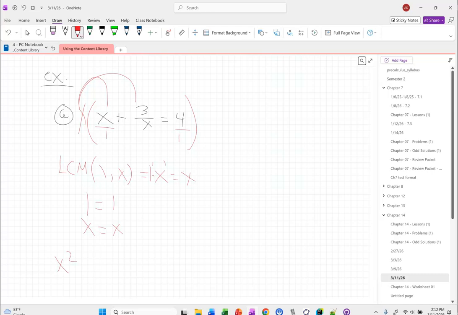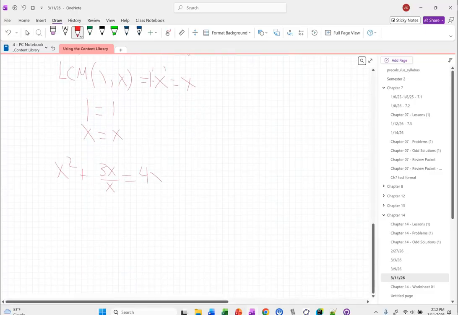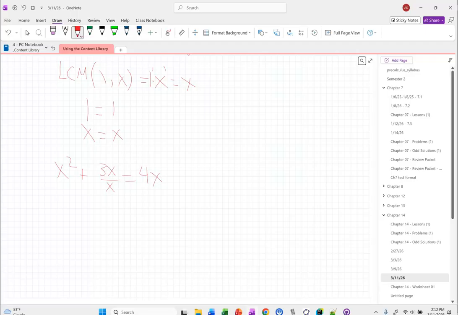Is it 3 over 3x, x over x squared? It's 3x over x. When you multiply fractions, how do we do it? Top to top, bottom to bottom, straight across, right? X times 4 is 4x. So we have 3x over x. What happens there? The x's reduce.